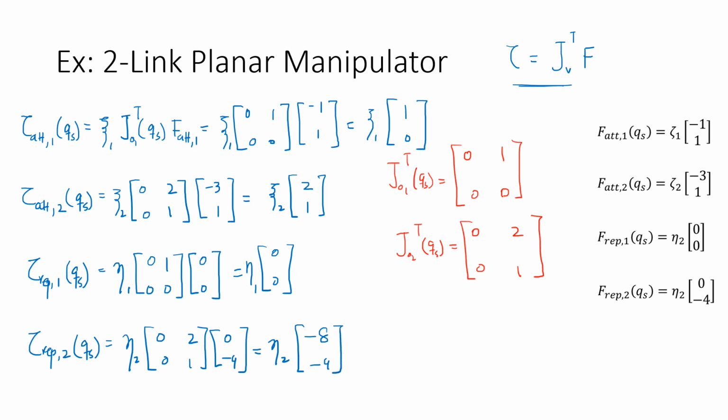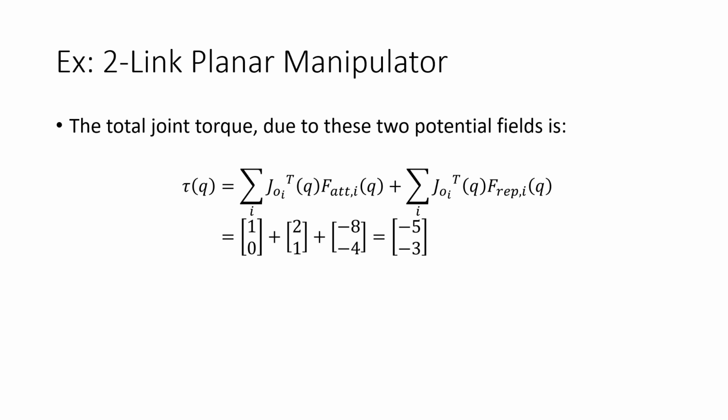So these are going to be your attractive torques and your repulsive torques acting on O1 and O2 respectively. And if someone is interested in finding out the total joint torque, that can be computed by just adding these two factors together. In this particular formula, we have assumed these zetas and etas to be equal to 1. So that is going to give you the total joint torque of -5 and -3 acting on the manipulator.